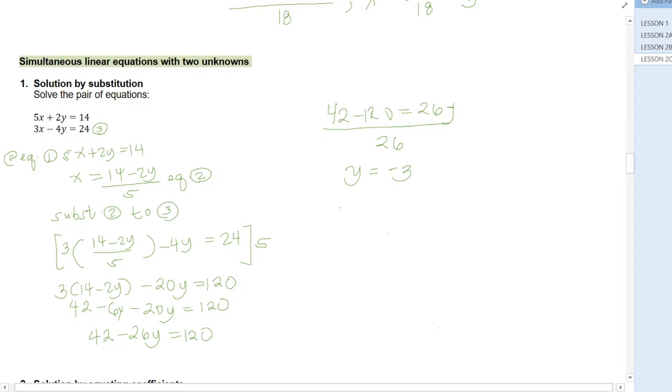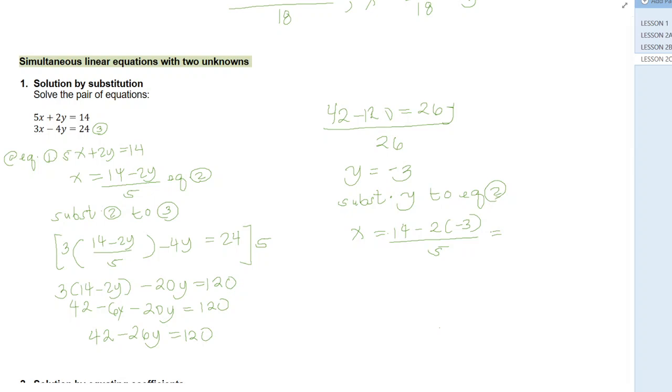And if we are going to substitute, since this is a substitution, substitute the value of your y to equation 2, which is your x. Okay, so your x there is equal to 14 minus 2 times negative 3 divided by 5. Okay, so the value for your x is 14, that is negative 2 times negative 3, that is positive 6, divided by 5. Okay, so that is 4. The value of your x is 4.